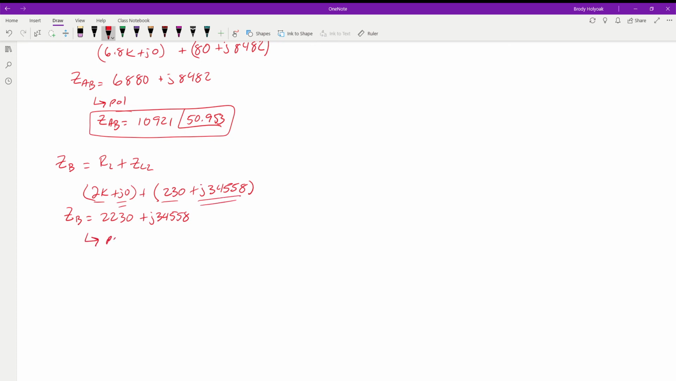We're going to convert that guy to polar, and our final impedance for ZB comes out to be 34,630 at an angle of 86.308 degrees.